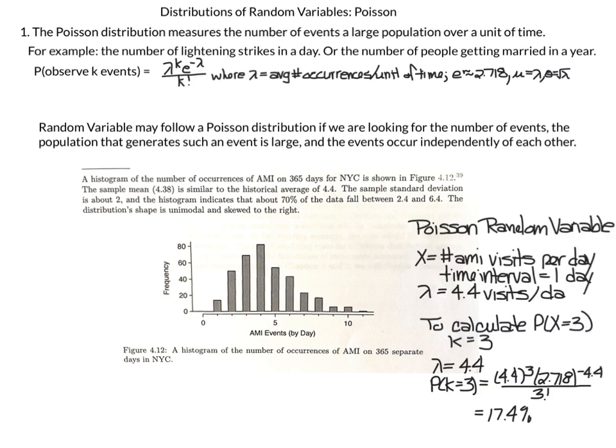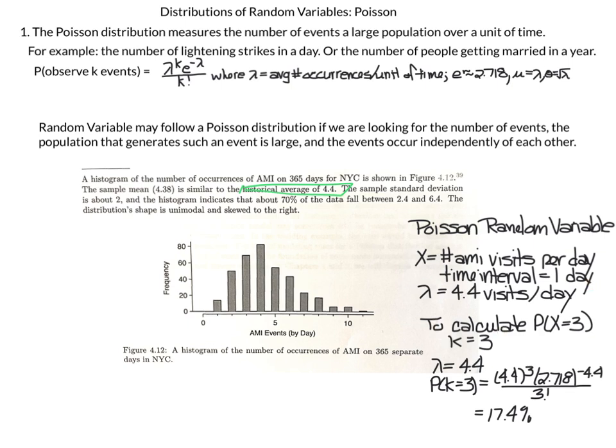Let's set this example up so we can calculate an event. We're going to say this is a Poisson random variable. So X is the number of AMI visits per day. This is our random variable, which is a Poisson variable, and our time interval here is 1 day. Our lambda, our average number of visits, is given to us here, the historical average of 4.4. So that's going to be our lambda, and this is per day. Again, this is our unit of time.